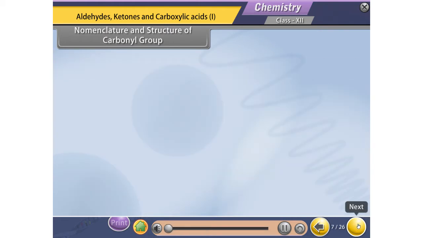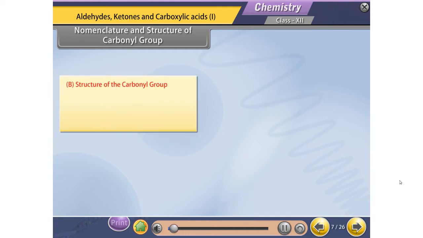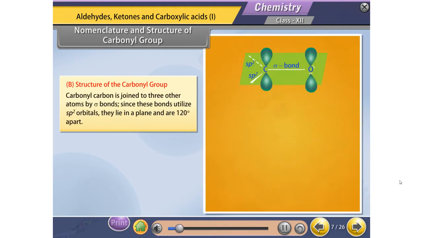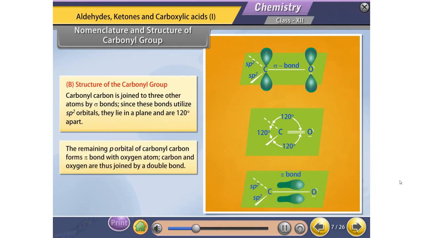Assessment. Nomenclature and structure of carbonyl group. Structure of the carbonyl group. The carbonyl carbon is joined to 3 other atoms by sigma bonds. Since these bonds utilize sp2 orbitals, they lie in a plane and are 120 degrees apart. The remaining p orbital of the carbonyl carbon forms a pi bond with the oxygen atom. Carbon and oxygen are thus joined by a double bond.